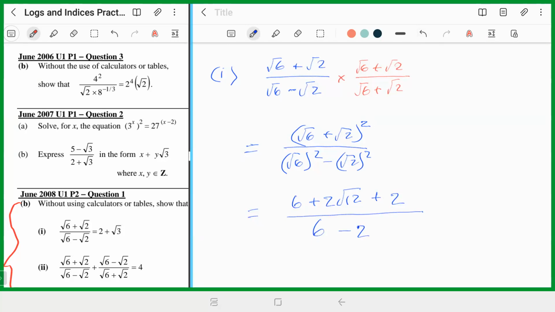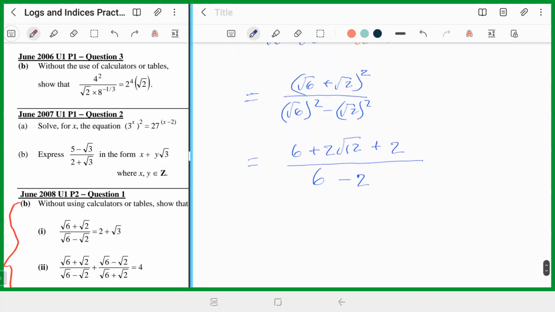All right, well, this answer has a root 3 in it right here. So let me continue. This and this gives me 8 plus 2 times root 12. This 12 is the same as 4 times 3. All over, this becomes 4.